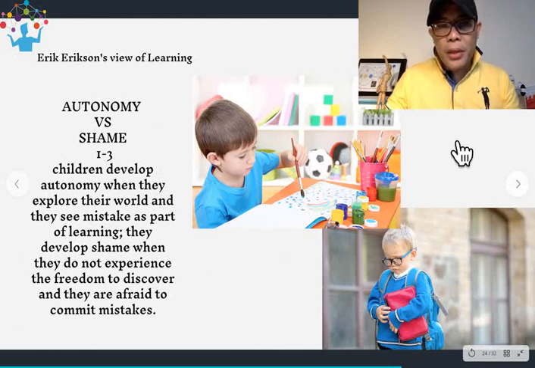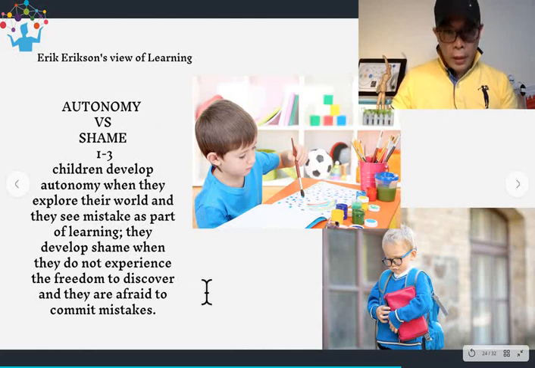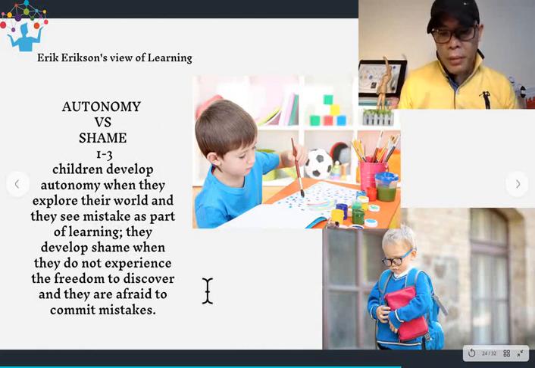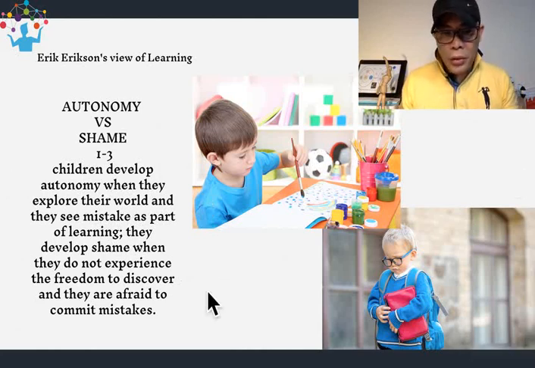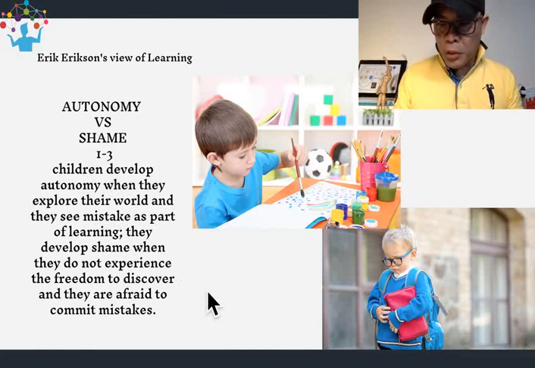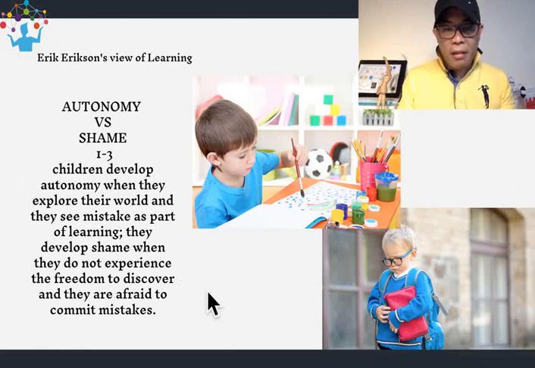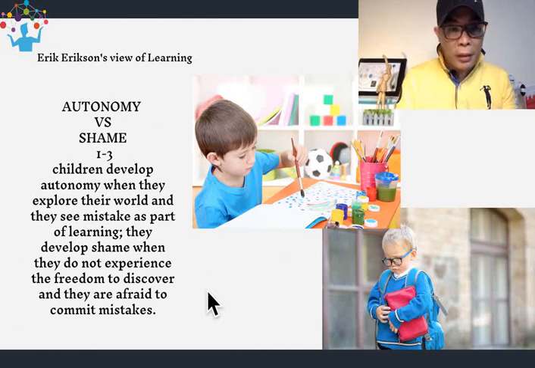And the next stage is for one to three year olds. This is autonomy versus shame. The children develop autonomy when they explore the world and they see mistakes as part of learning. So take note of that. Mistakes are part of learning. There's no such thing as being perfect already at a certain point of learning. It's just trial and error. So there's nothing wrong with mistakes, as long as the mistake is not detrimental to life.